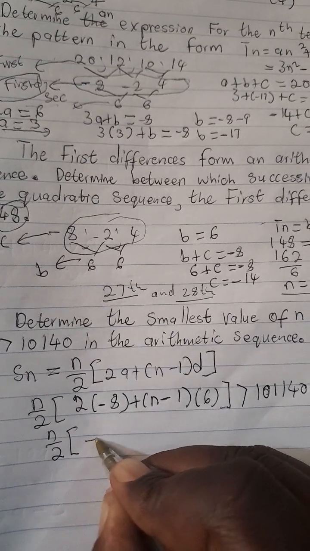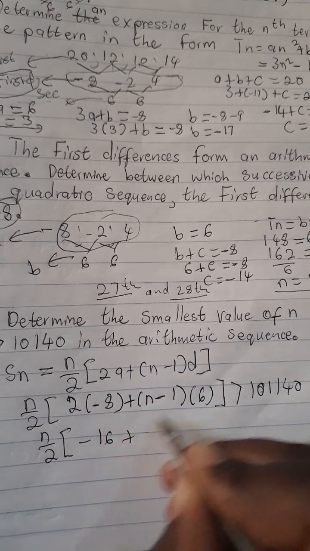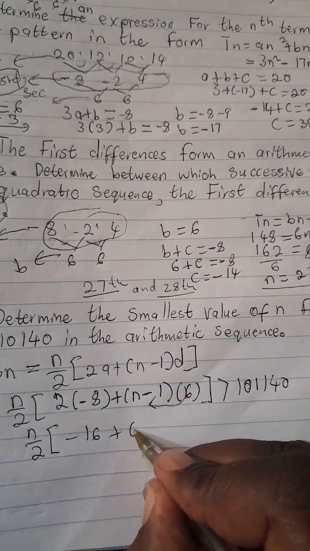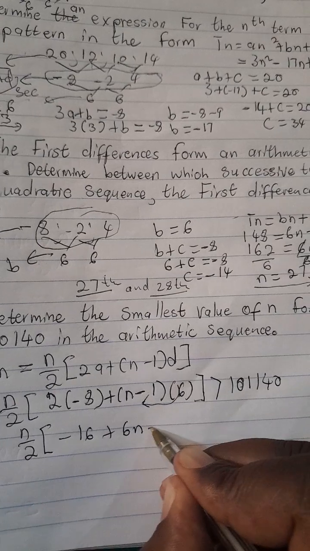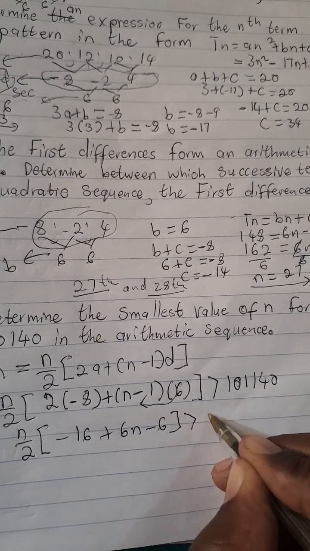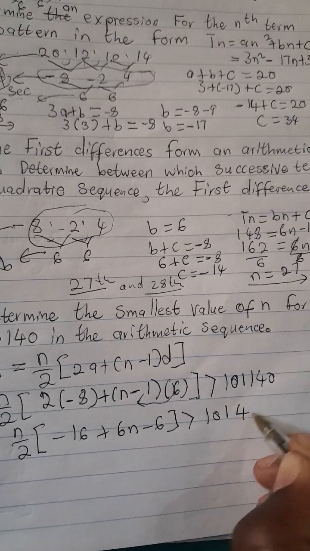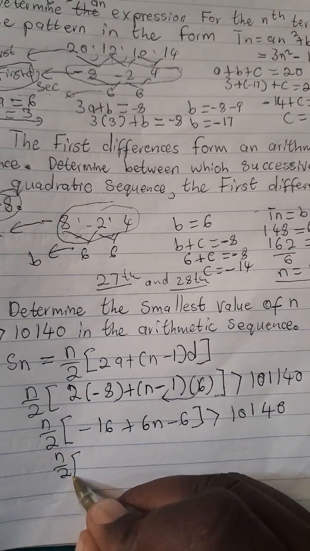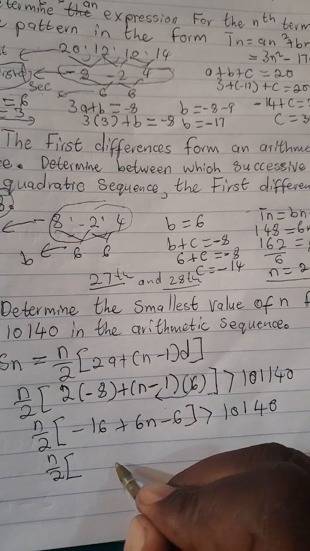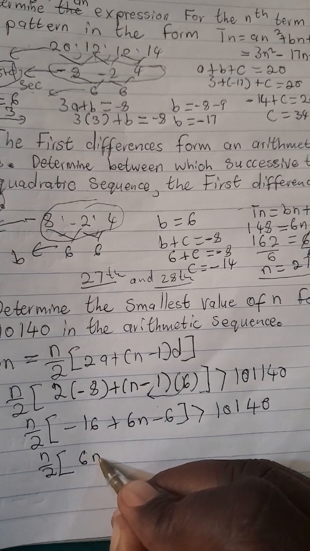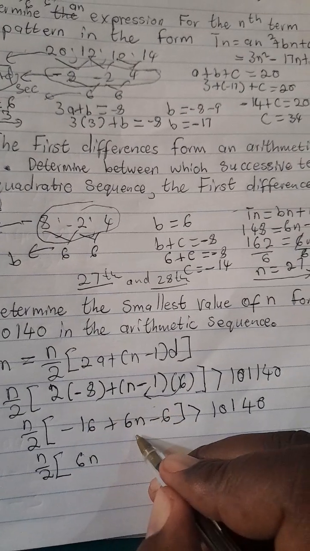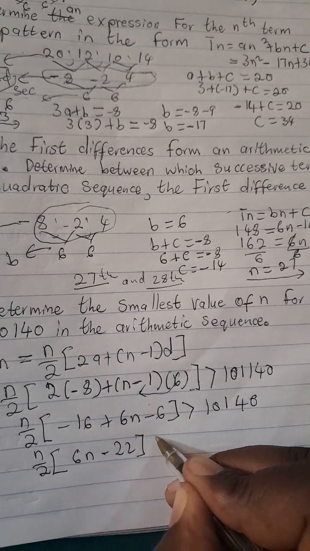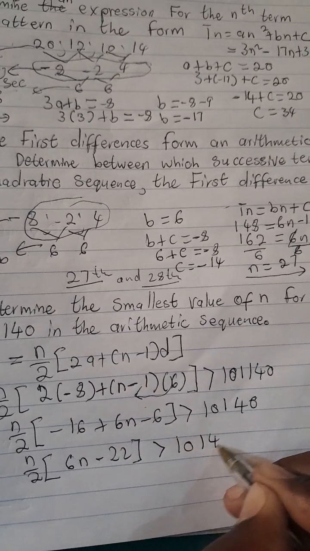From here, let's work out the brackets. What is 2 times -8? That will be -16. This 6 will multiply everything inside the bracket. What is 6 times n? That will be 6n. 6 times -1 will be -6, which is greater than 10,140. So we have n over 2 times (6n minus 16 minus 6). Let's collect the like terms: 6n, and -16 minus 6 will be -22. So n over 2 times (6n minus 22) is greater than 10,140.